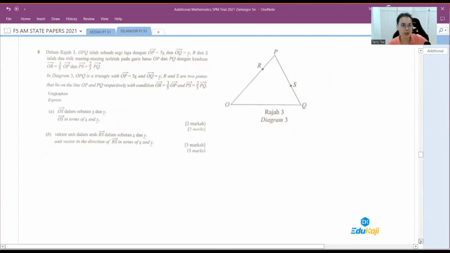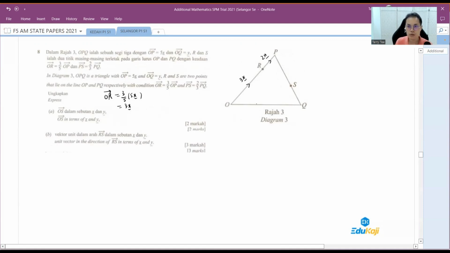First of all, you have a triangle here with vector OP being 5x, vector OQ being y, and OR being 3 over 5 OP. If I see 3 over 5, I would straight away put OP as 5x, and this is 3x. By the way, this is R. My R looks a bit ugly. So this will be 3x, the whole thing is 5x, so this will be 2x. I'll label the diagram so it's easier to see, so I can just read directly from the triangle.